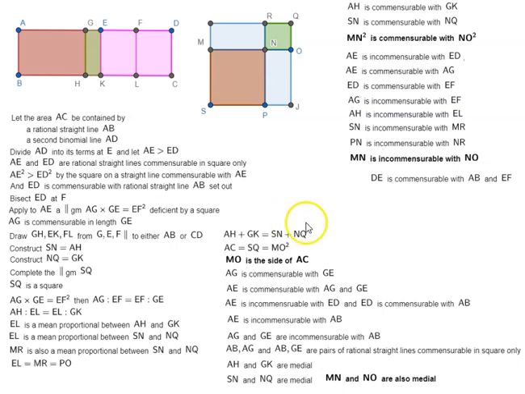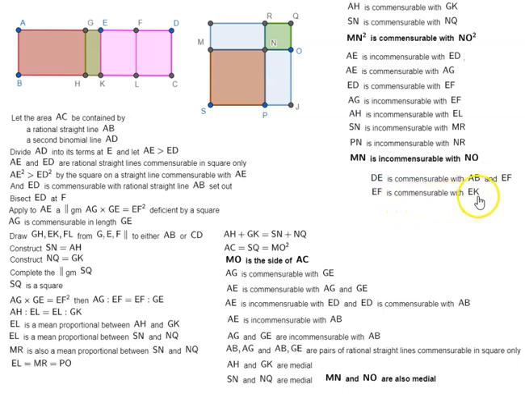Now, DE is commensurable with AB and EF. So DE is commensurable with AB. Why? Because AD is a second binomial line divided into its terms. And as per the definition, the lesser term is commensurable with the rational straight line set out. Okay, and we have seen that DE is commensurable with EF. So which means DE is commensurable with both AB and EF.